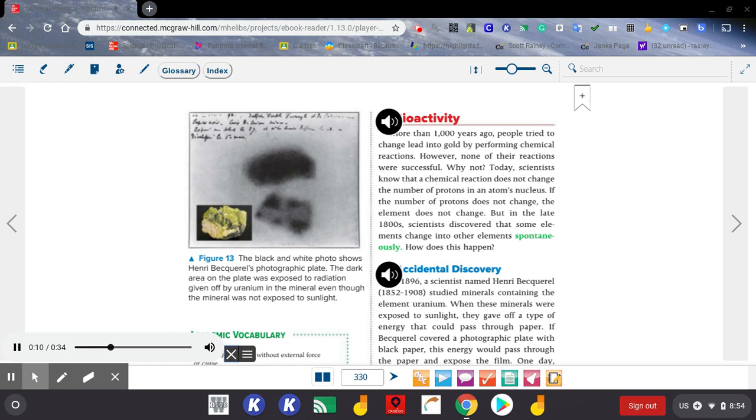However, none of their reactions were successful. Why not? Today, scientists know that a chemical reaction does not change the number of protons in an atom's nucleus. If the number of protons does not change, the element does not change. But in the late 1800s, scientists discovered that some elements change into other elements spontaneously. How does this happen?